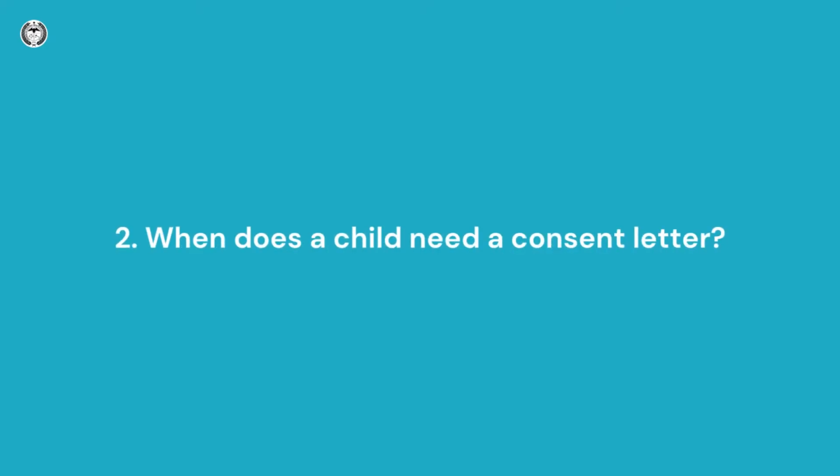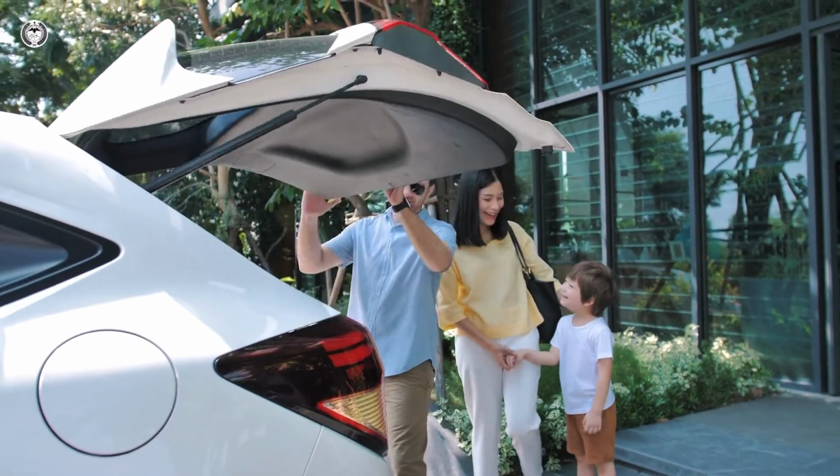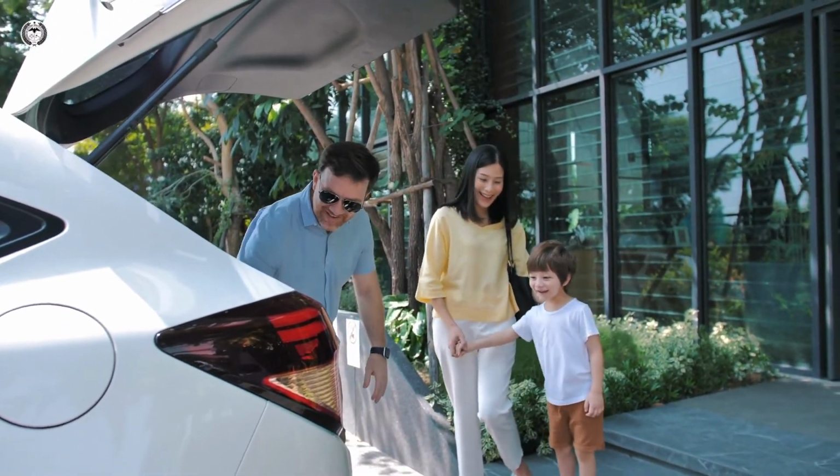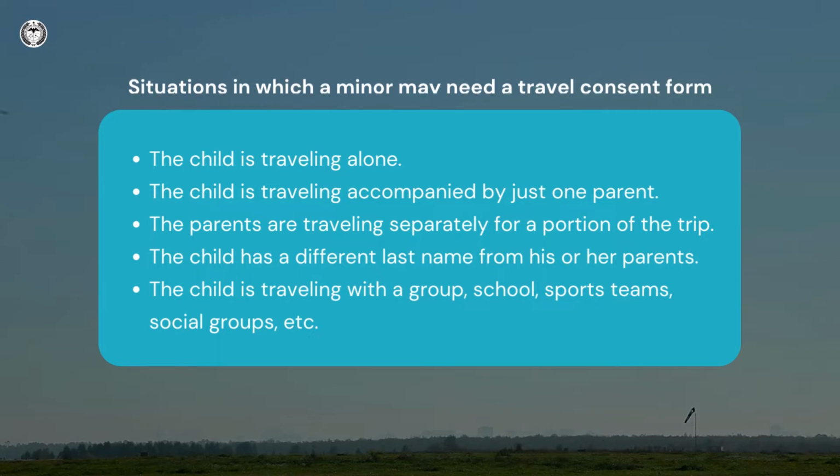When does a child need a consent letter? There are many situations in which a minor may need a travel consent form. The child is traveling alone. The child is traveling accompanied by just one parent. The parents are traveling separately for a portion of the trip. The child has a different last name from his or her parents. The child is traveling with a group, school, sports teams, social groups, etc.